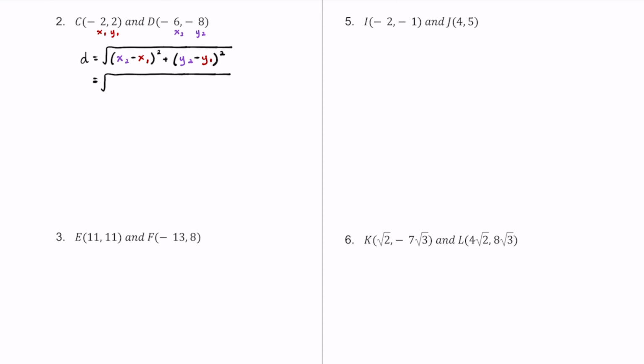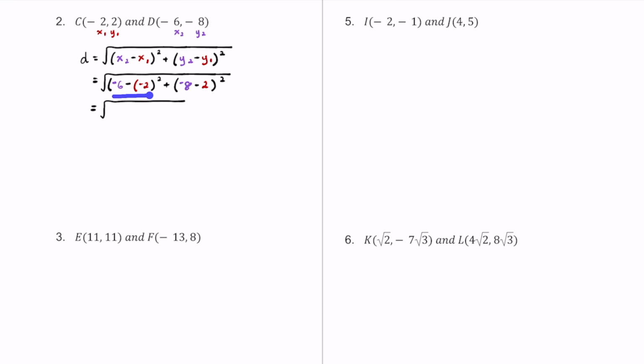Substituting in our values for x2, we have -6, so we'll start by putting a -6 in this first spot. Then we're going to take away x1, which is -2. So we'll take away a -2. Let's close off those parentheses and square the difference of those x's. Then we're going to add the difference of the y's. Now, y2 is equal to -8, so we have -8 minus y1, and y1 happens to be a +2. So we write that, and we're going to square the difference of the y's.